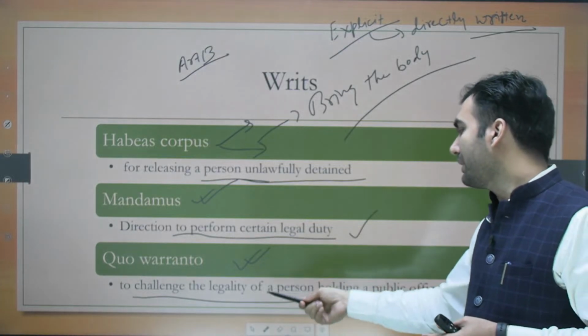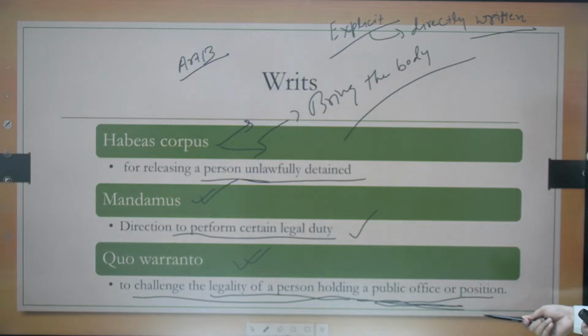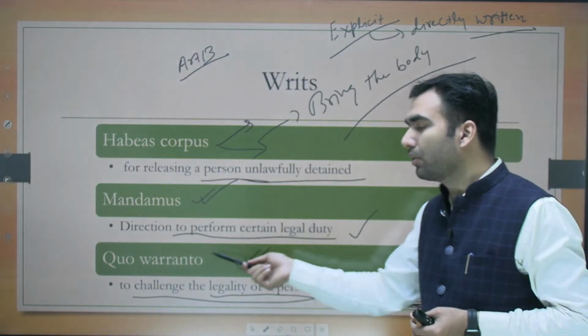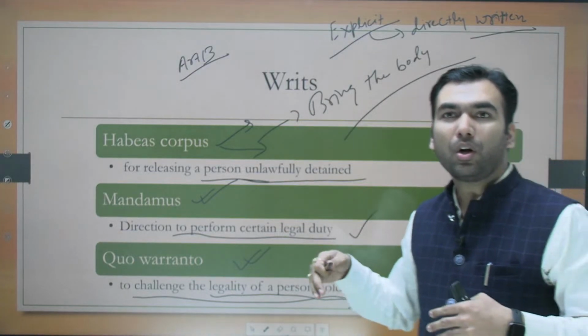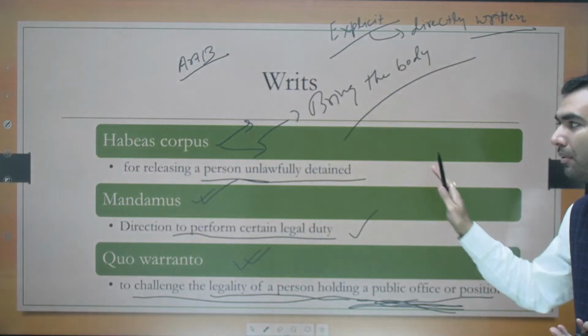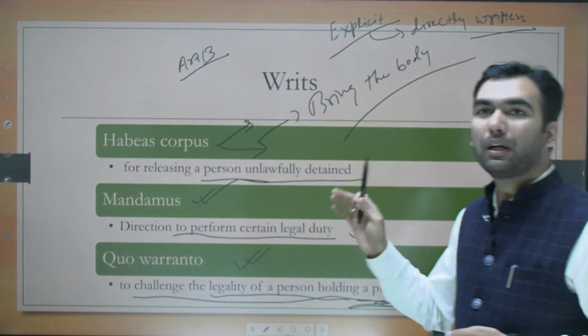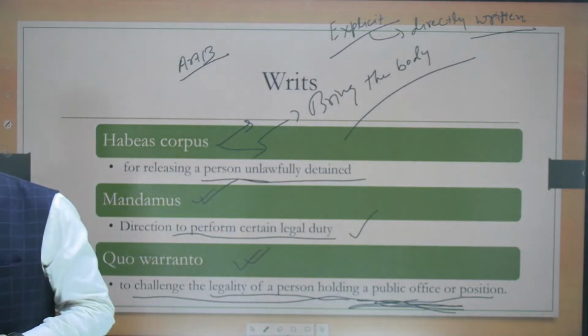Quo warranto is challenging the legality of a person holding a public office. So since it is a public office, it can only be issued against the state. It cannot be issued against a private individual. So it varies from writ to writ. Certain writs can be issued against the state. Certain writs can also be issued against non-state actors.